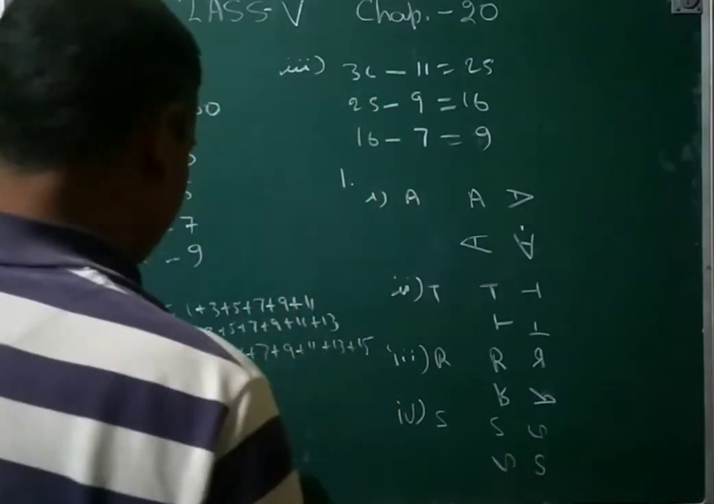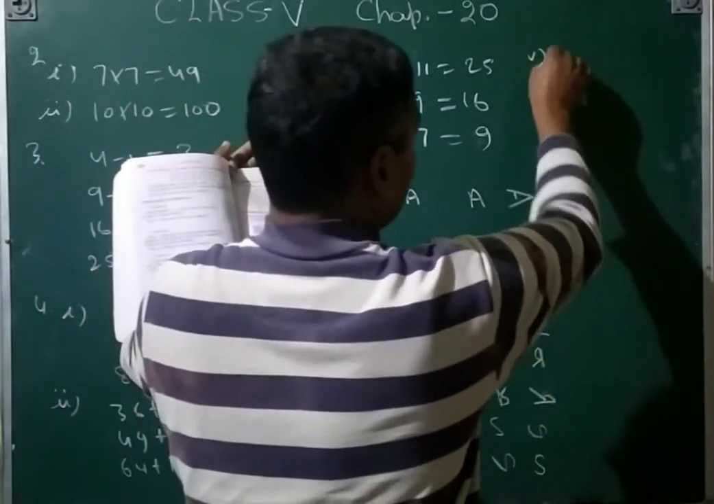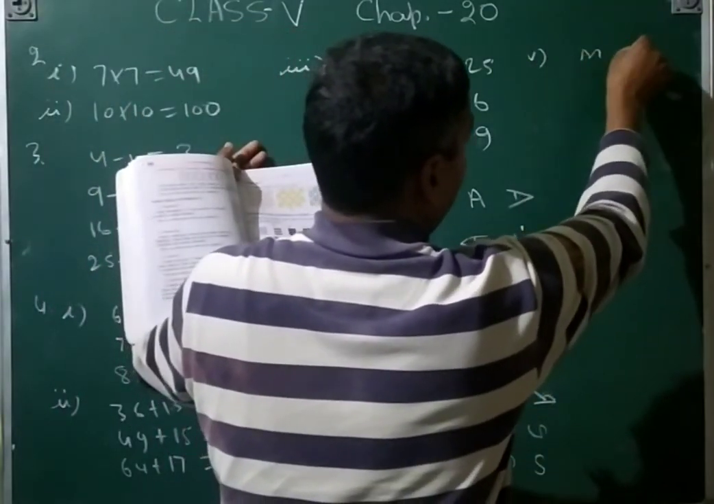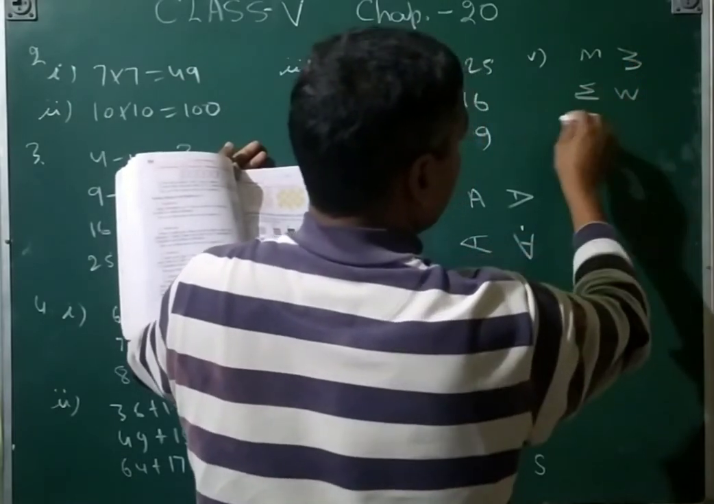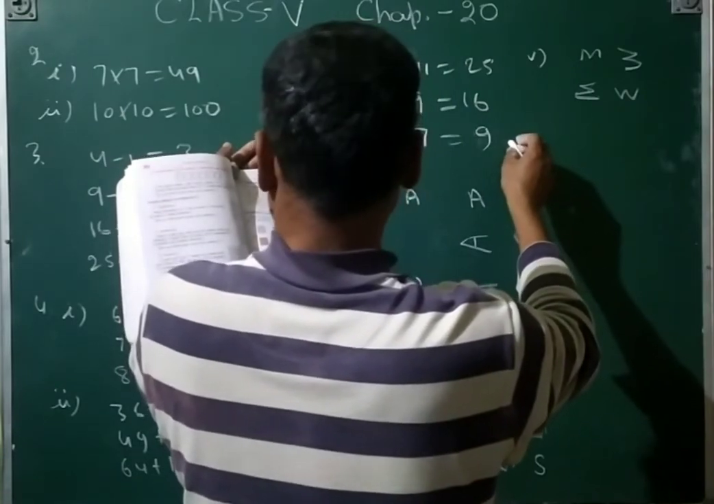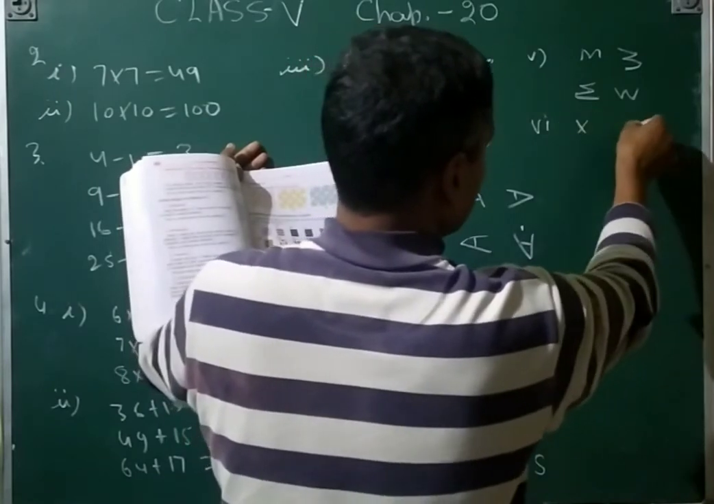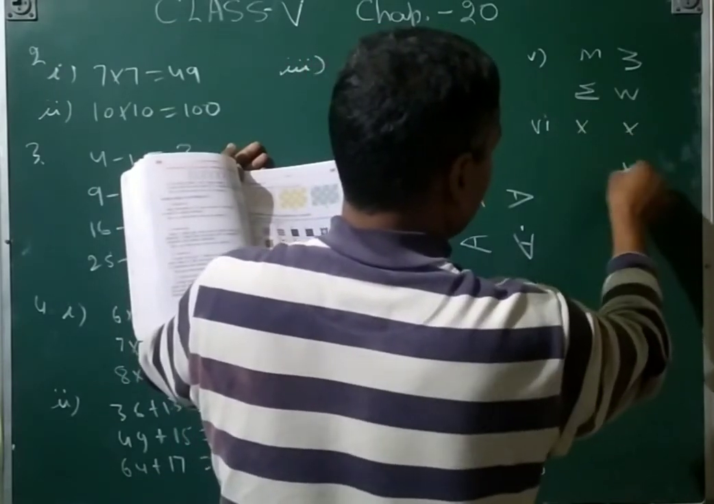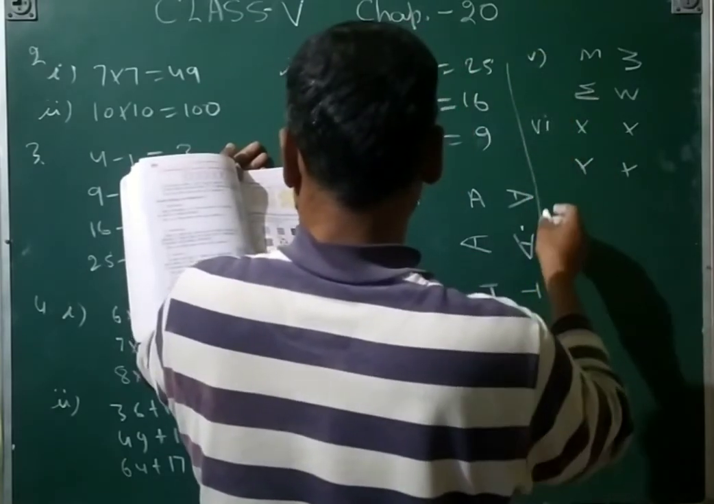Like this. And then M. M will be M, M, M. Next is X. That will be X. This will be X. This will be X. And nothing will be changed here because that is an X.